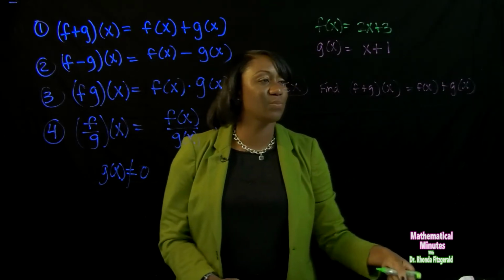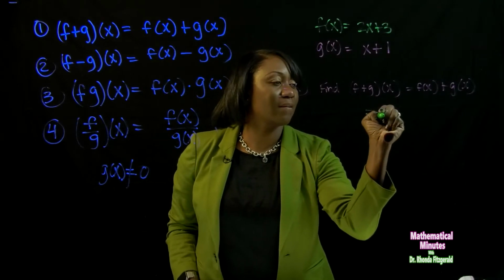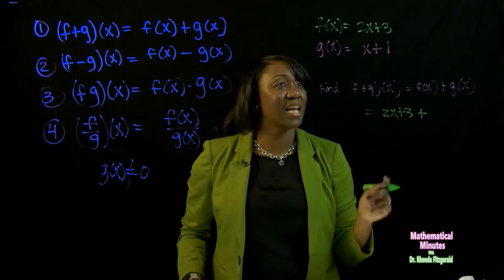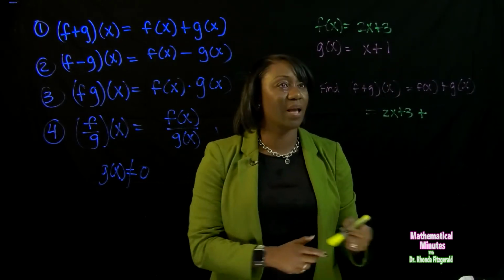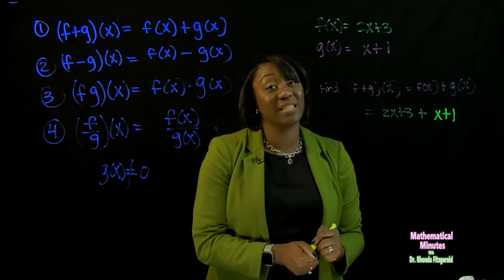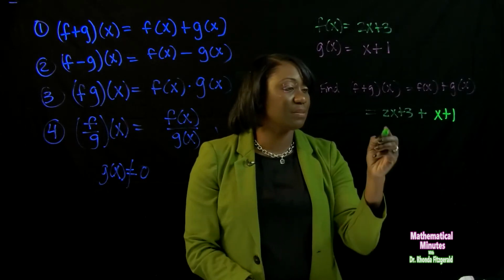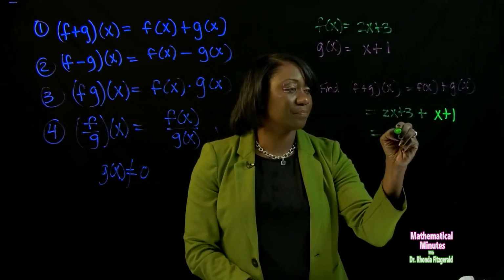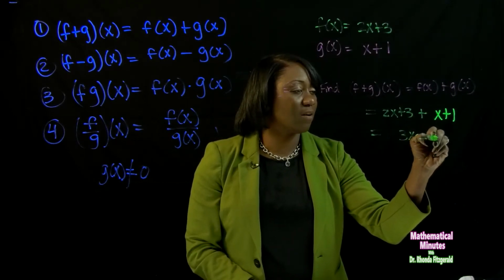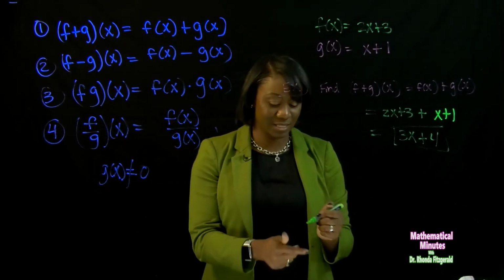So what is f of x? Well, f of x is simply 2x plus 3. And then I need to add g of x. And g of x is simply x plus 1. And lastly, we just simplify these terms. So 2x plus x gives me 3x. 3 plus 1 gives me plus 4. So that simplifies to 3x plus 4.